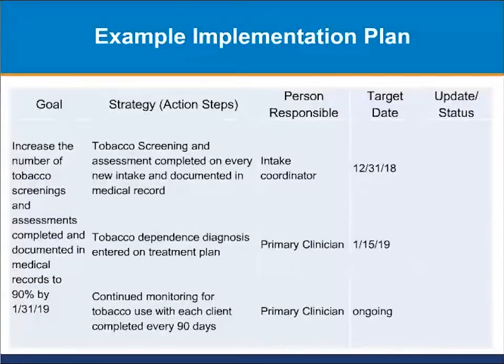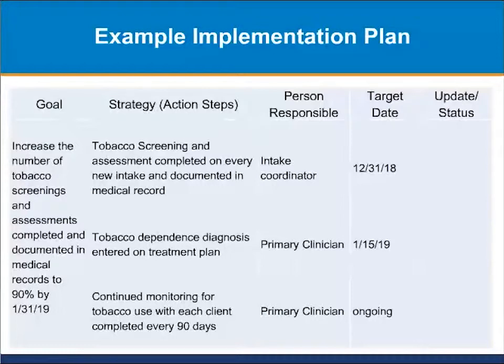Here's an example of an implementation plan, and we actually have a template as part of the tools on our TCTTAC website, which I'm going to show you again at the end of this presentation on how you can get to this. But you'll see here, there's this clear goal on the left-hand side, increasing the number of tobacco screening assessments completed and documented in the records. And you'll notice here that this is, again, very specific to 90%, and by when with a date.